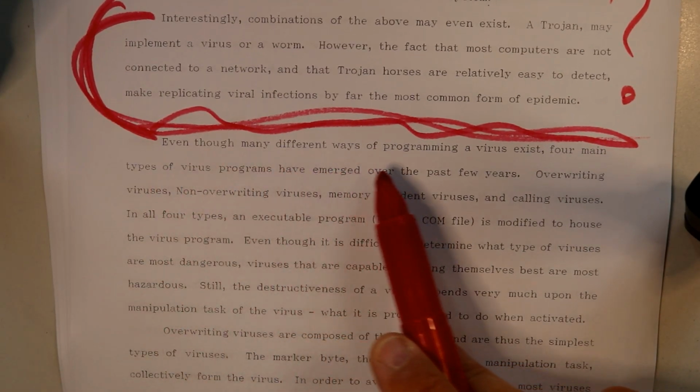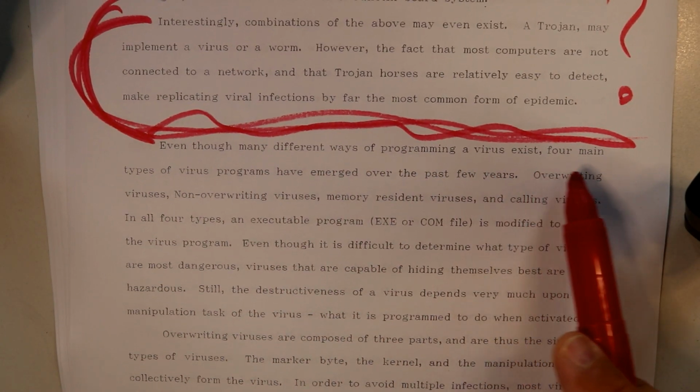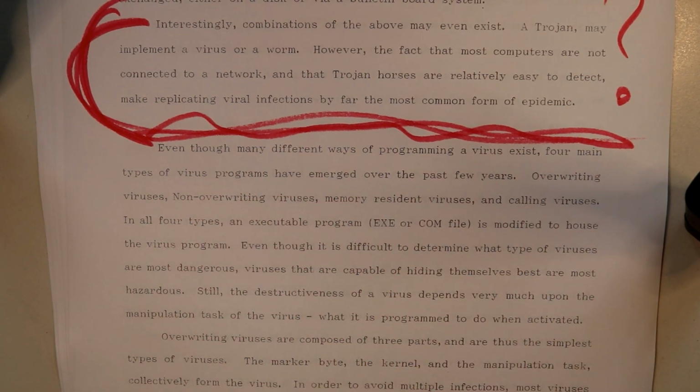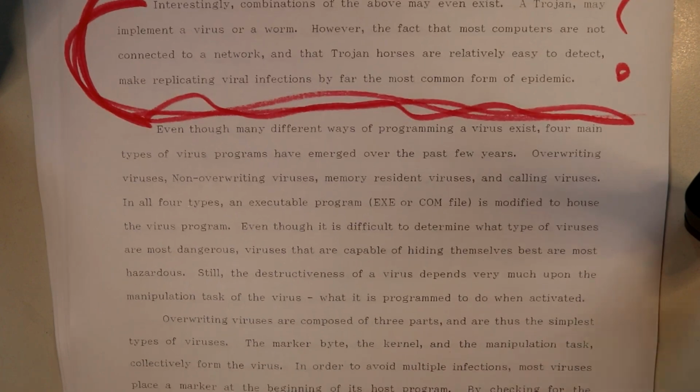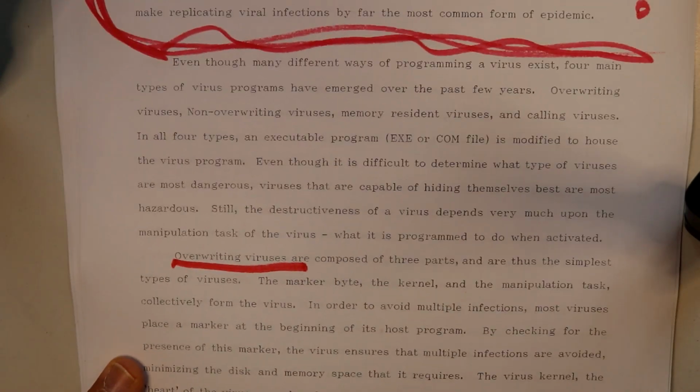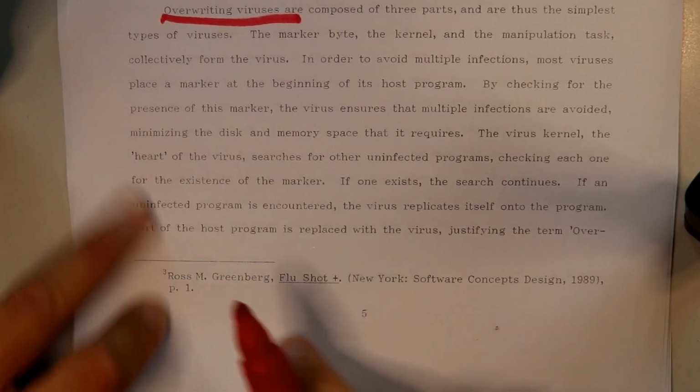Even though many different ways of programming a virus exist, really, do they? Four main types of virus programs have emerged. Again, a description of what a virus is. This is just a summary. Overriding viruses, again another type. Well, at least he got the footnotes in. Totally irrelevant.